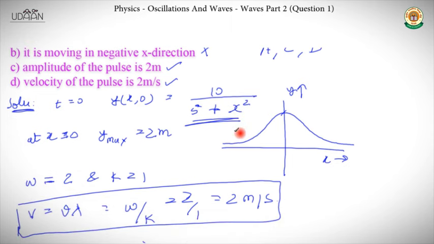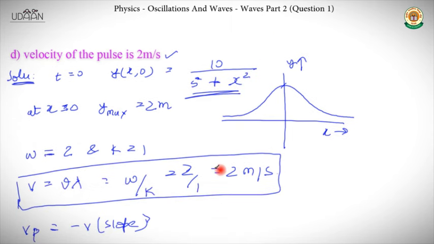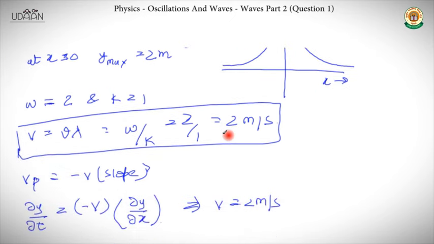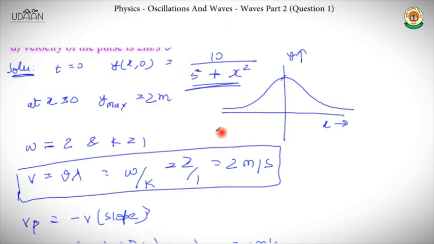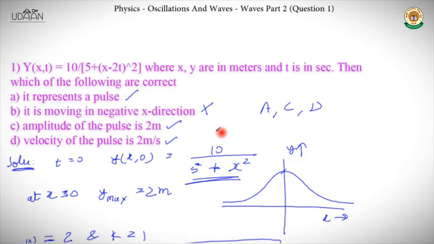And finally, we came down to determining the velocity, which can simply be written as omega by k. And analytically, you can look at how we did it. We calculated v from partially differentiating the expression with respect to time and then with respect to x. And we can take its ratio, and from there we get minus v. So this is how we can solve such problems.